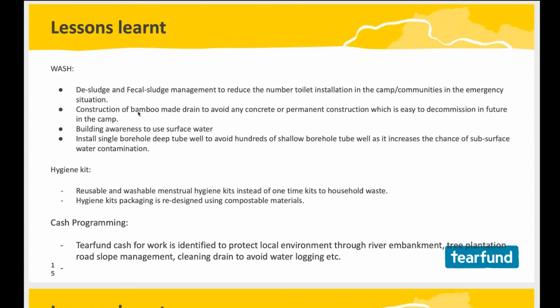Cash programming, as I just said: all of our cash programming is focused on environmental protection related activities, like river embankment, tree plantation, road slope management, and cleaning of drains to prevent or solve the water logging. Next slide.